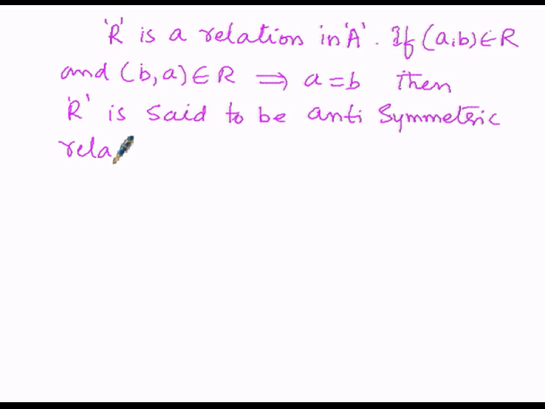So if A, B belongs to R and B, A belongs to R, then that implies A equals B. If this condition is true, then the relation R is said to be called an anti-symmetric relation. Now let us perform one illustration under this.